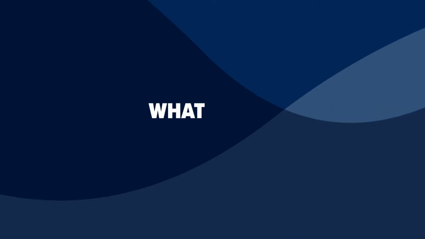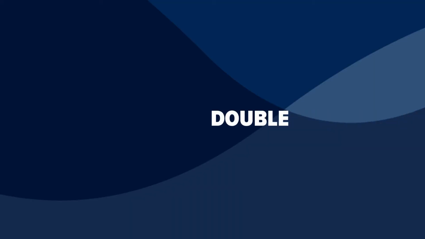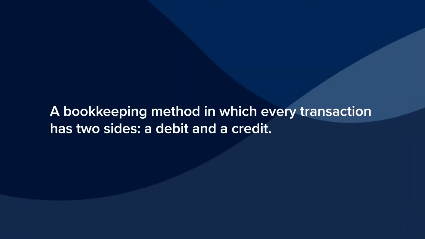So, what is a journal entry? A journal entry is a way to record or correct a transaction in a company's accounting system. For centuries, virtually every business has been using double entry accounting as the standard for its accounting cycle, a bookkeeping method in which every transaction has two sides, a debit and a credit.